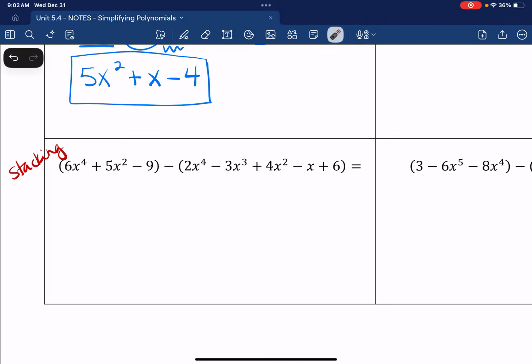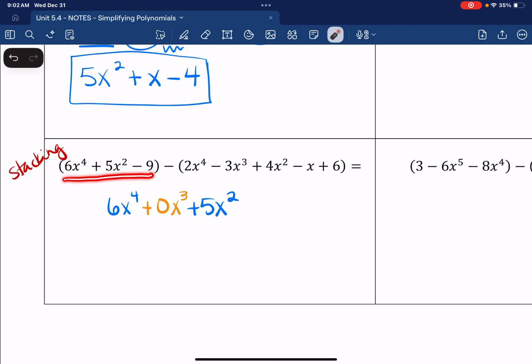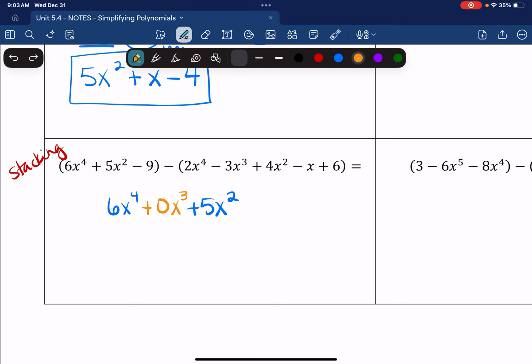So let's look at our first polynomial expression. I see that the highest exponent is x to the 4th power. So I'll start there. So we have 6x to the 4th power. And I don't have a cubic term in this polynomial expression right here. So I'm going to go ahead and use a placeholder, plus 0x cubed. But I do have an x squared term right here. So I'm going to say plus 5x squared. And then I look and I see I don't have an x term here, so I'll just use my placeholder again, plus 0x, and then our constant on the end, that minus 9.